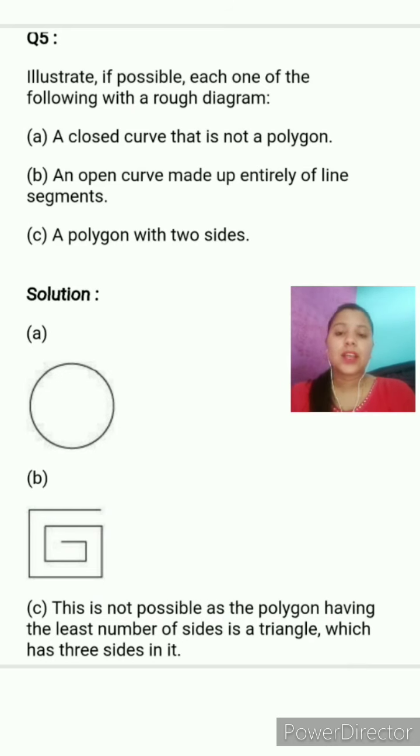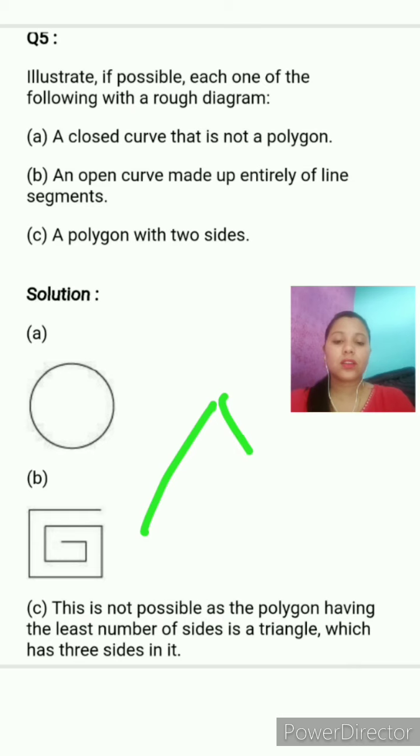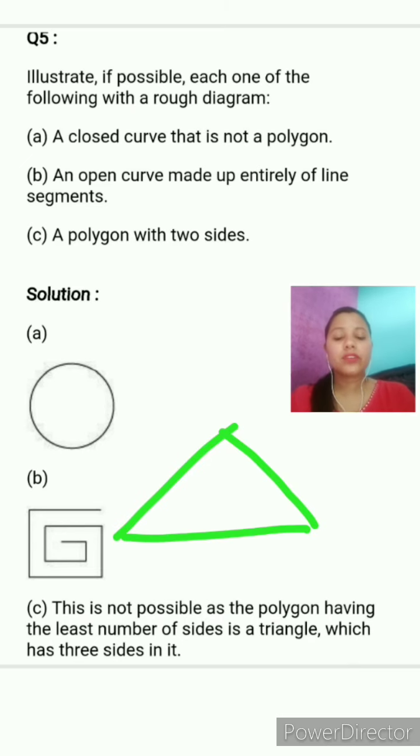Now C is a polygon with 2 sides. You have to draw a polygon with 2 sides. So is it possible? Suppose one side is this one and another side is this one. Is it closed? No. Is it a polygon? No. So it is not possible. This is not possible as the polygon having the least number of sides is a triangle, which has 3 sides. So at least we want 3 sides to make a polygon. So this one is not possible. Clear?